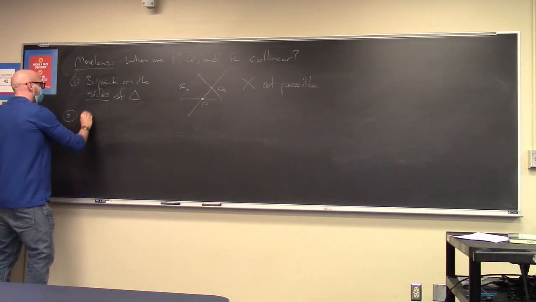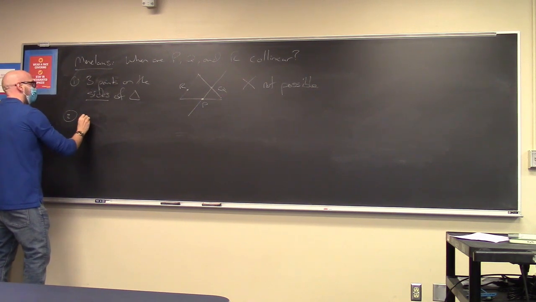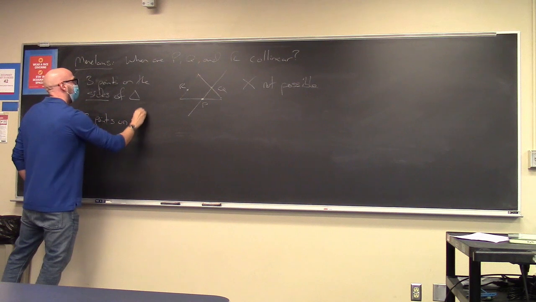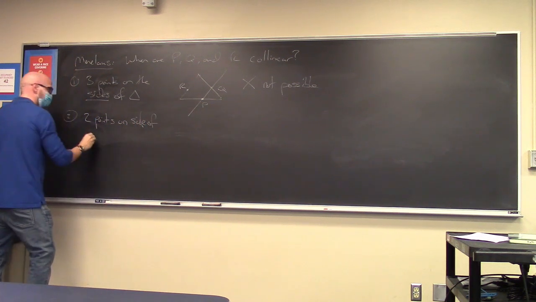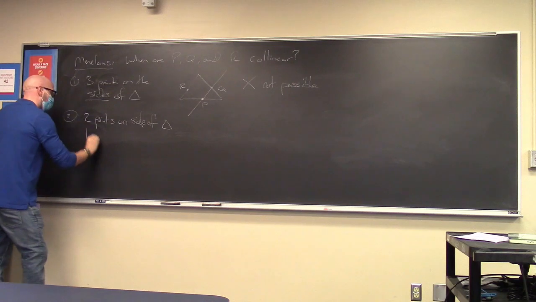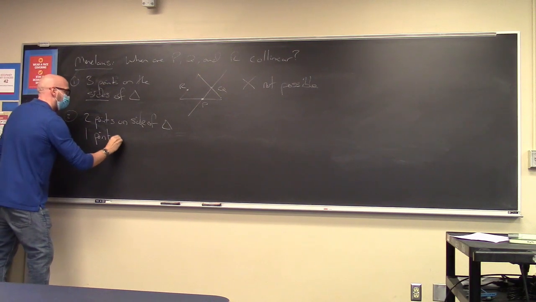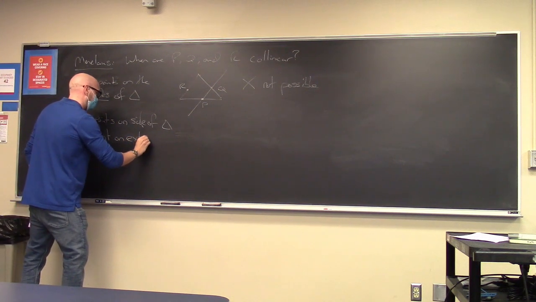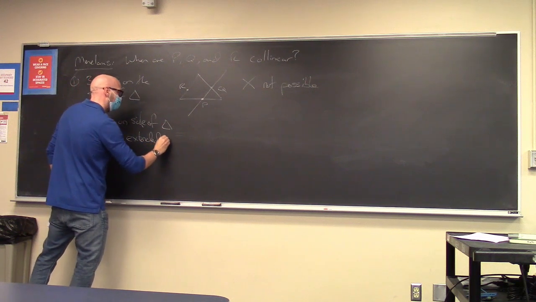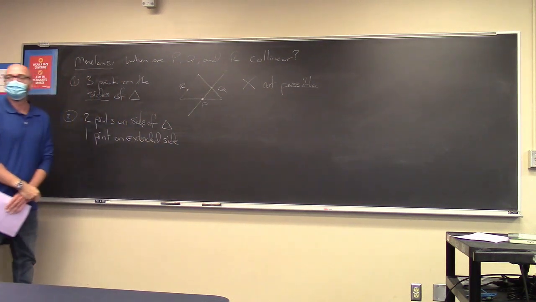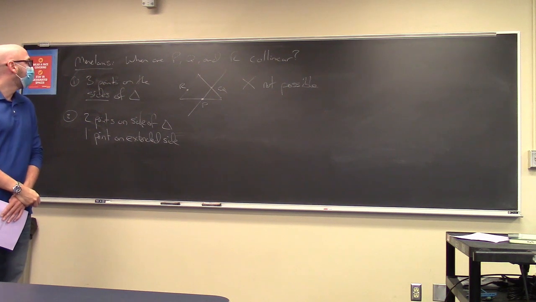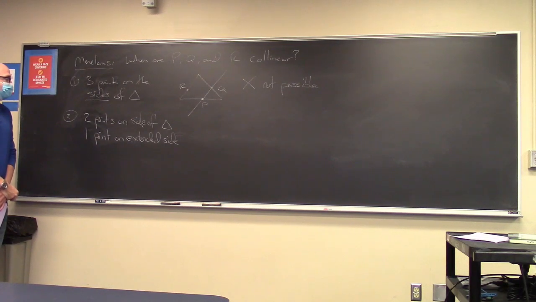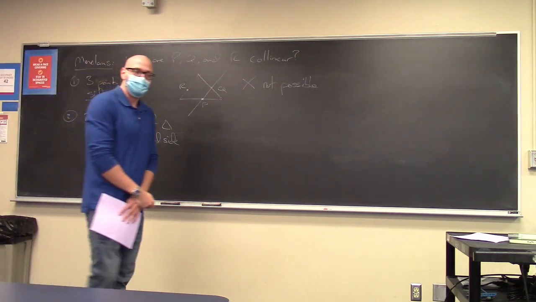Let's do 2 points on the side of the triangle, 1 point on, now we'll extend the sides, on the extended side. So see if you can build a situation like this where they're collinear.